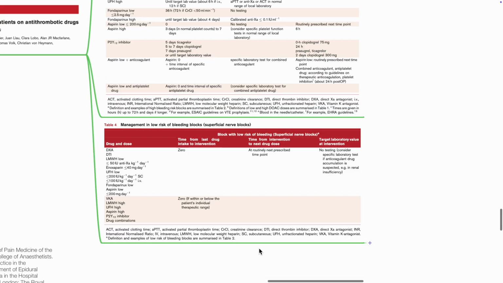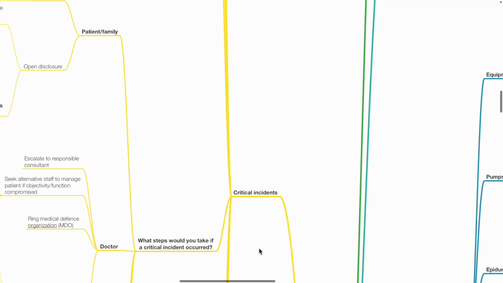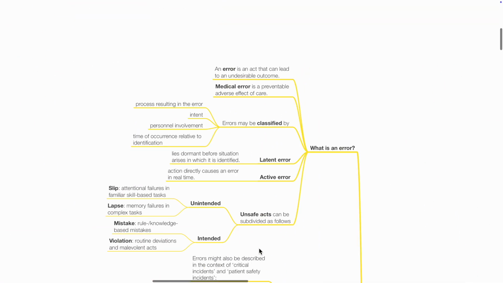Regarding low risk of bleeding blocks, i.e. superficial nerve blocks, ESRA recommends no time limitation from last drug intake to intervention. Additional information on critical incidents. What is an error? An error is an act that can lead to an undesirable outcome. Medical error is a preventable adverse effect of care.